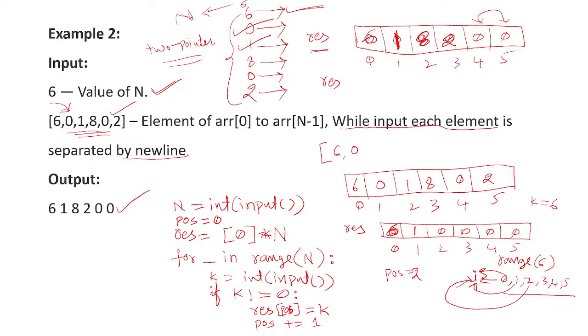Then it goes up and reads the next number. It reads 8. 8 not equal to 0? Yes, so result of position, result of 2: 8 will be copied. In result of 2, 8 will be copied here.